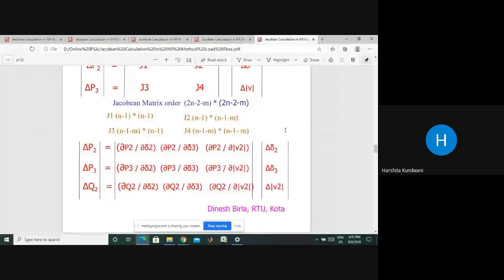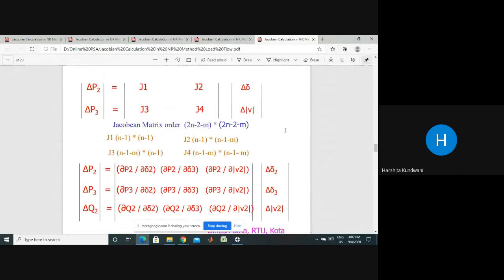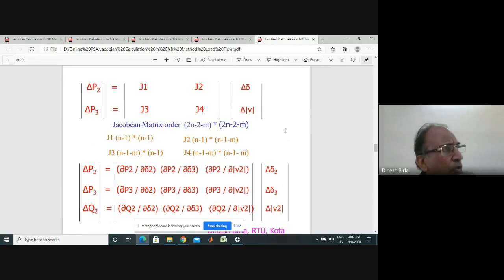So the question is about the order of the Jacobian matrix. Yes, you are right. I have not spoken on that. I will speak on this right now, because when I showed you the active and reactive power on the left hand side, the angle and voltage on the right hand side and the Jacobian elements in between, it was easy for me to make you understand how the Jacobian elements are calculated.